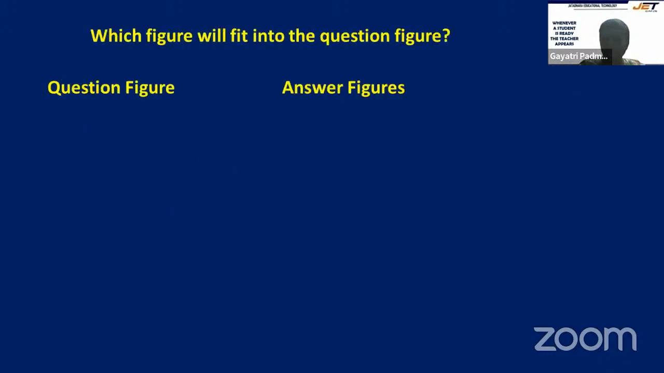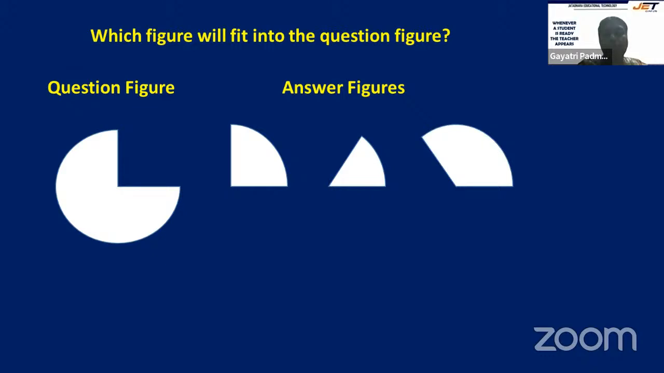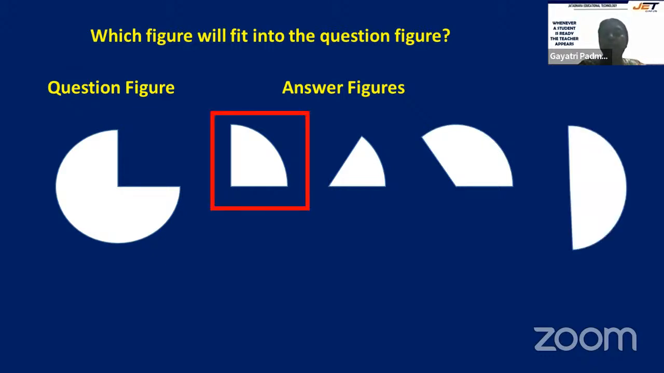You can see here which figure will fit into the question figure. You have the question figure here and you have the answer figure here. So you have to match which will exactly fit into the question figure. This is what you need to choose. Here you have four options. Obviously the first option only would match. Like this, you will get different varieties of problems in the mental ability section.